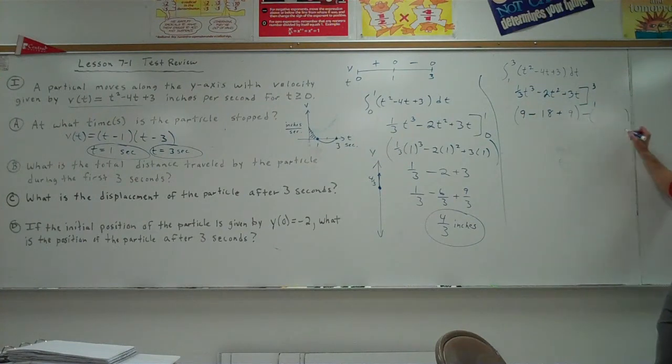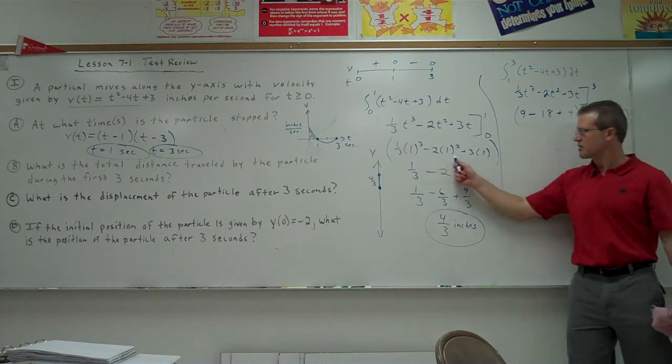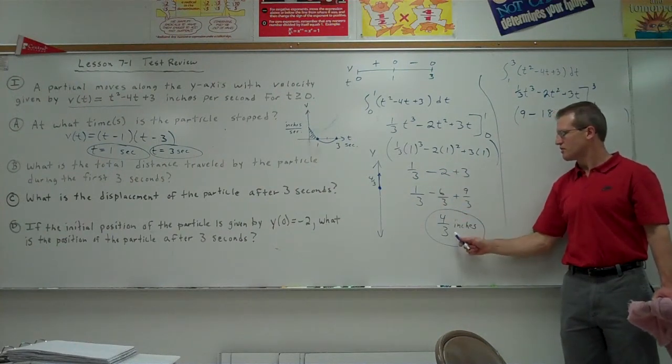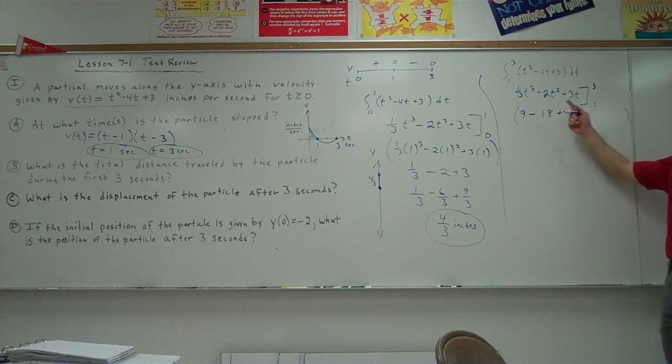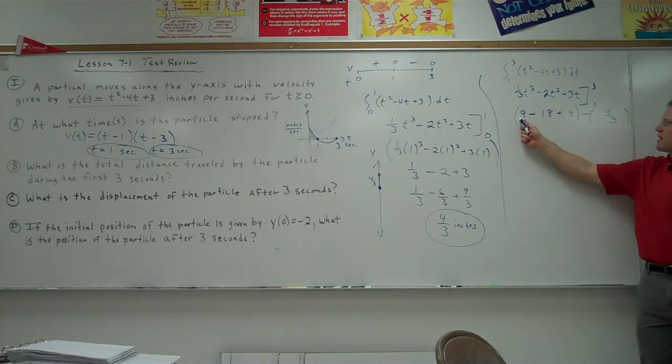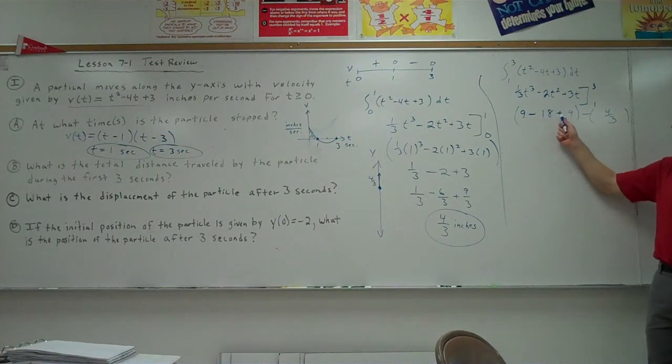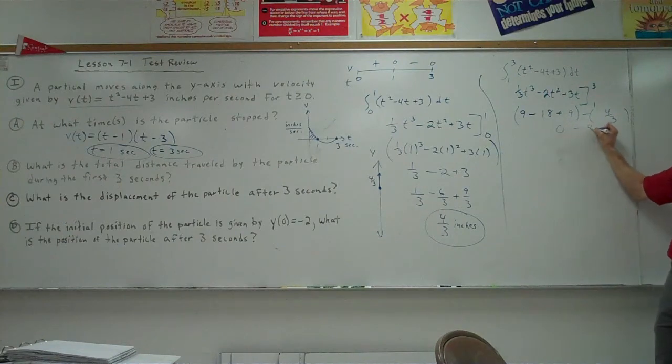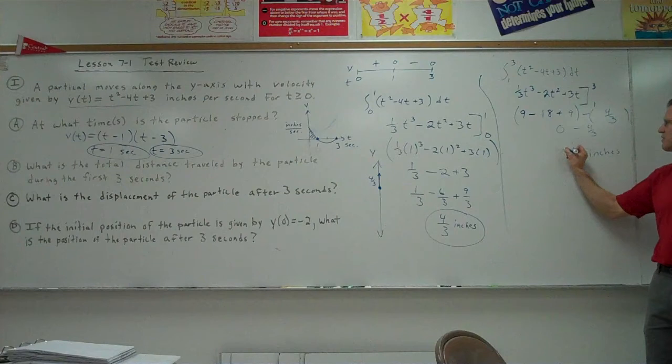Minus. Now plug in 1. Let's see, we already plugged in 1 here, didn't we? What do we get when we plug in 1? 4/3. So if we plug 1 in here, we know from over here we're going to get 4/3. There's no reason to do that work over since we've already done it. 9 minus 18 is negative 9, plus 9 would be 0, minus 4/3 would be negative 4/3 inches. Why did I get a negative? It's moving down, yeah.